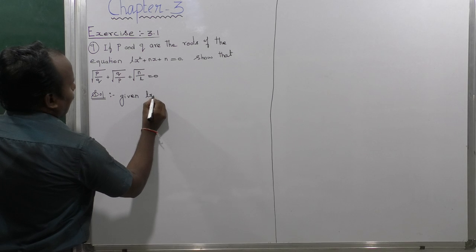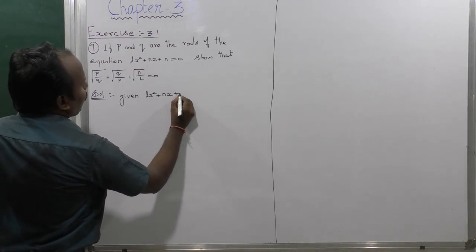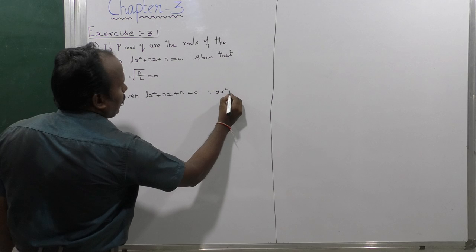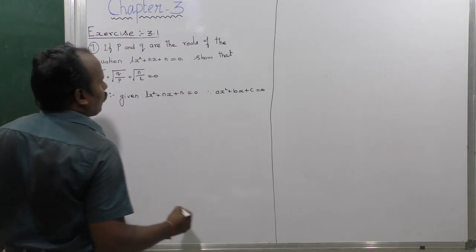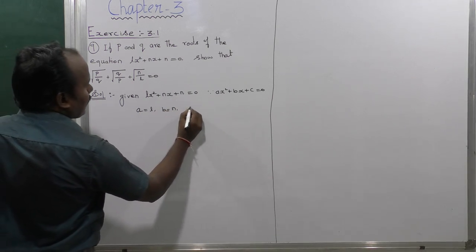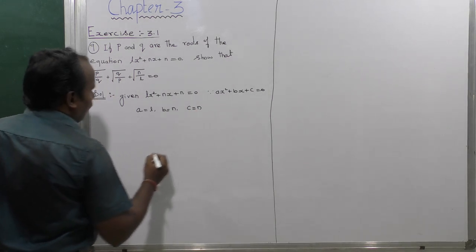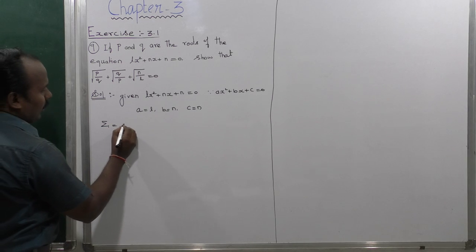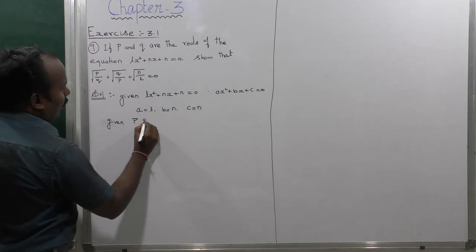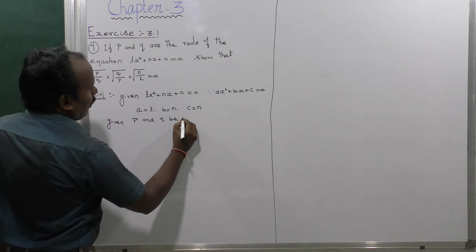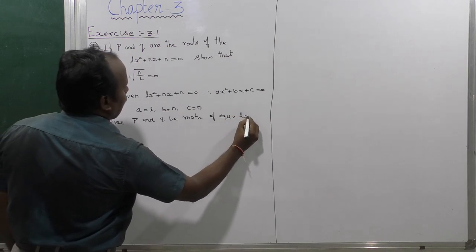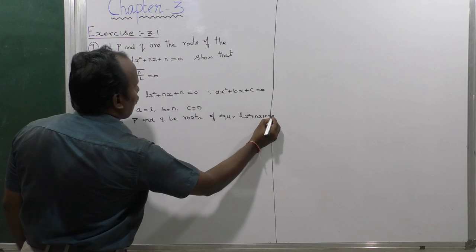Given lx square plus nx plus n equal to 0, we compare this to the standard form ax square plus bx plus c equal to 0. Now a is equal to l, b is equal to n, and c is equal to n. Given that p and q are the roots of the equation lx square plus nx plus n equal to 0.